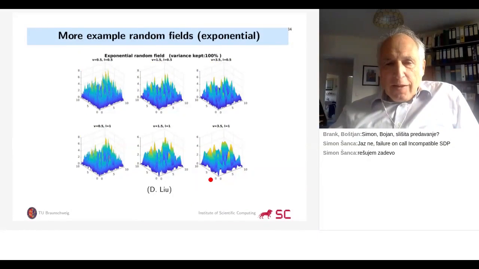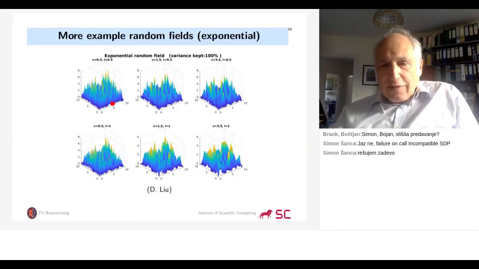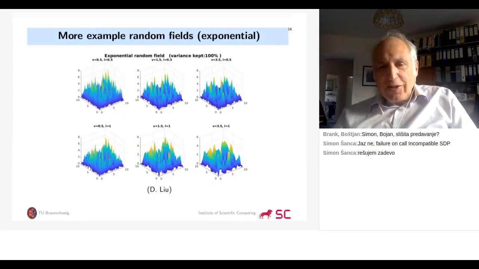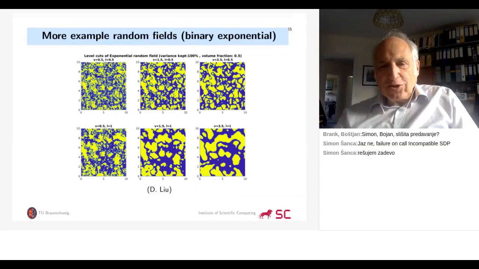Now it's an exponential random field. Of course, this only has positive values. That's why you don't see anything on the negative side. Again, smoother this way, larger correlation length this way. You get all the slides, you can look at them at larger magnification. I won't do it here because it takes too much time.